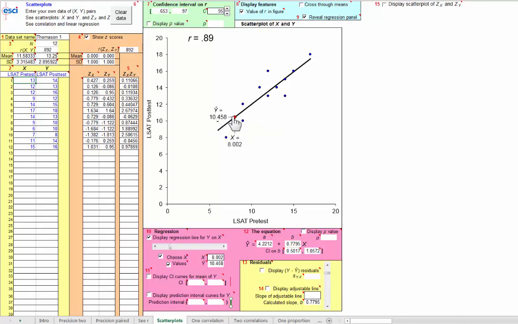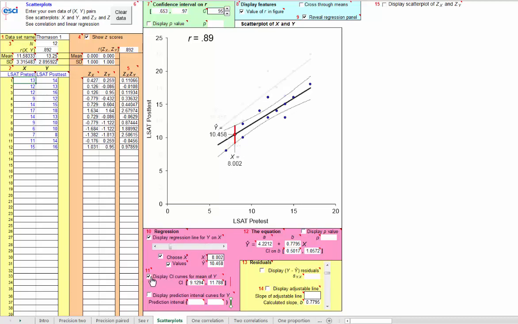What's the 95% confidence interval for our estimation of the mean of that population of potential y values? For that, we need to click here at red 11, and we see this red interval here, which is from about 9.1 up to about 11.8. And that's our 95% confidence interval for the mean of all y values at x equals 8.